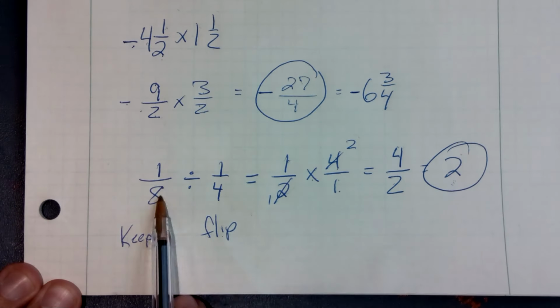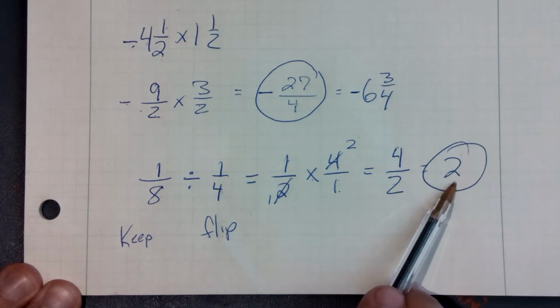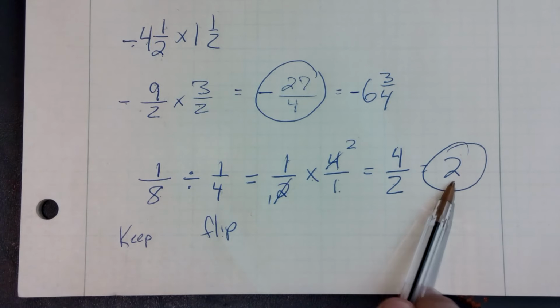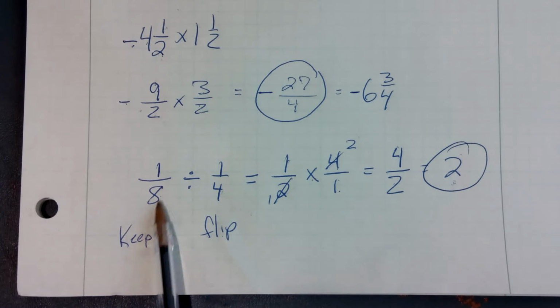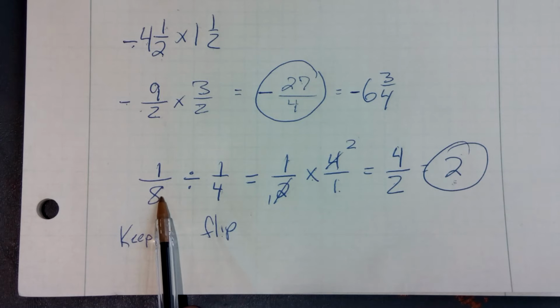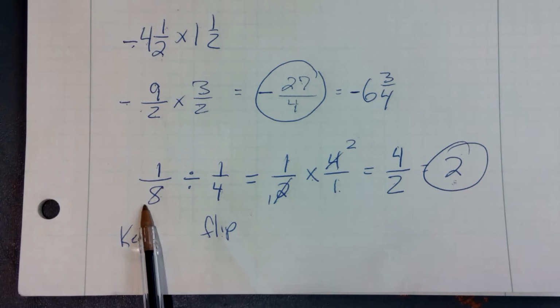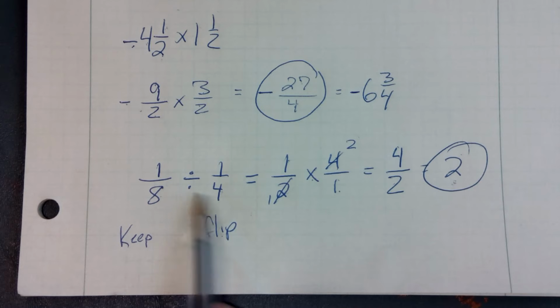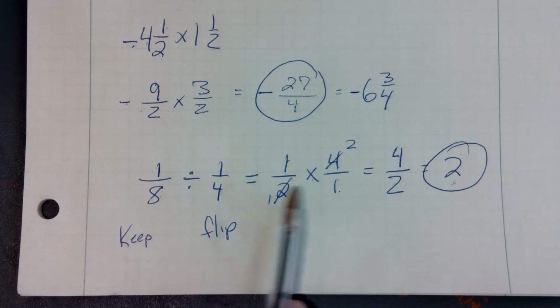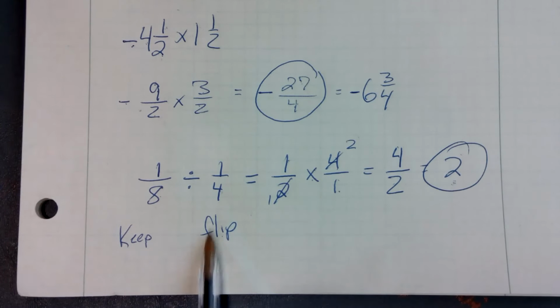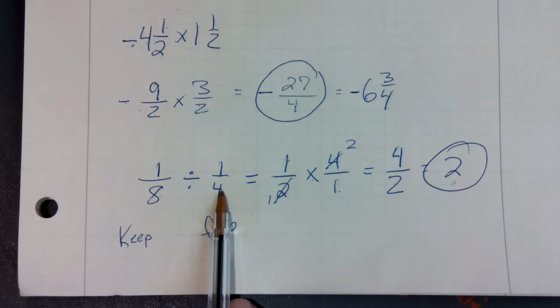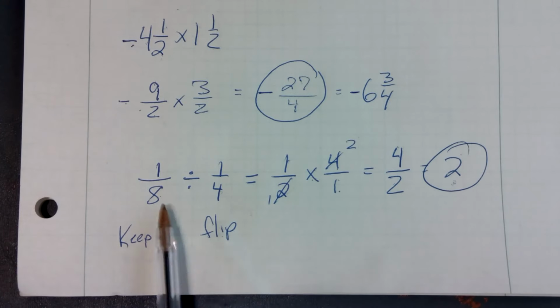Both fractions were positive, so my product will be positive. I'm just checking to make sure my signs are right. But remember, keep the first fraction alone, keep it the way it is, change the division to multiplication, and then flip the second fraction. Always the second. Don't flip both, and don't flip the first. Let's do another one. This time, let's do a mixed number.